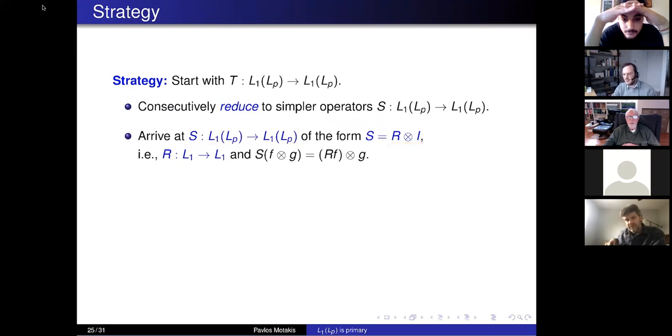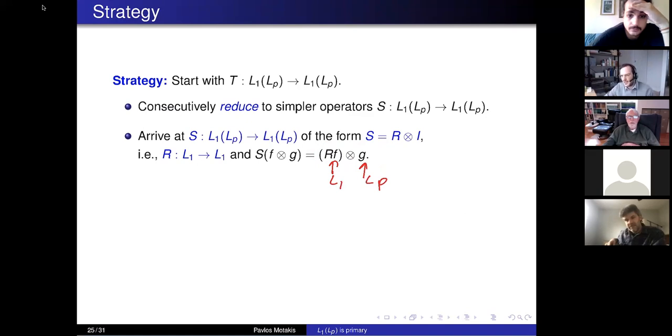What does this mean? This means that R is an operator from L1 to L1, so that if you act with your S on any simple tensor, then S is just R acting on F and it leaves this part alone. So this here is in L1 and this here is in LQ or LP. I wrote P, so let's keep the terminology standard. It only touches the L1 part and it doesn't mess at all with the LP part.